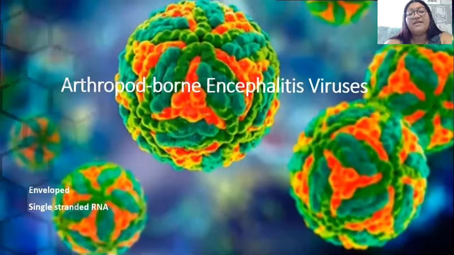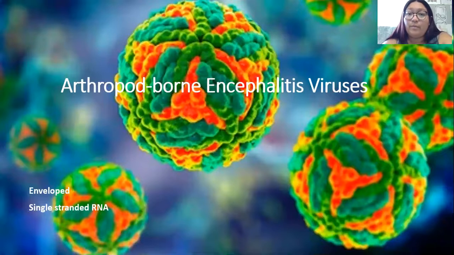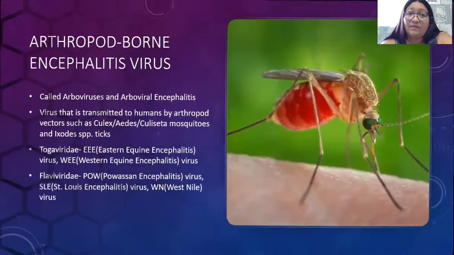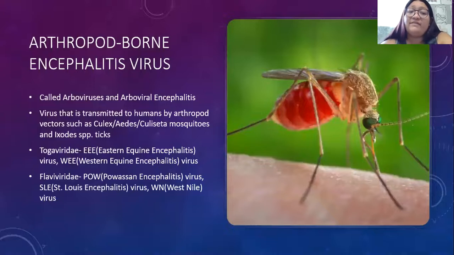My pathogen is the arthropod-borne encephalitis viruses. It is enveloped in a single-stranded RNA. This arthropod-borne encephalitis virus is also called arboviral encephalitis. It is a virus that is transmitted to humans by arthropod vectors such as the Culex and Aedes mosquitoes and Ixodes species of ticks.